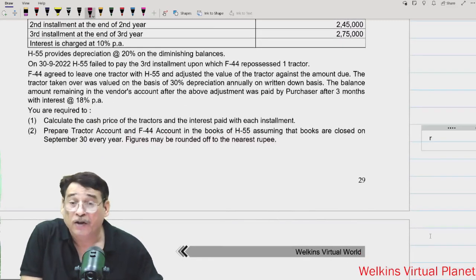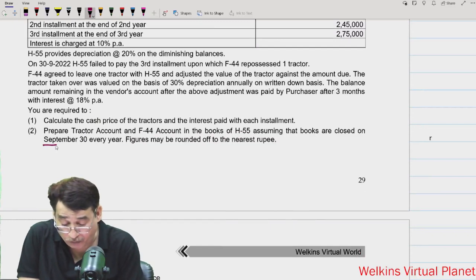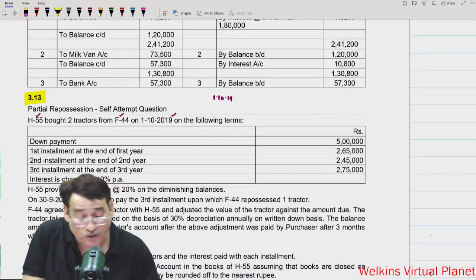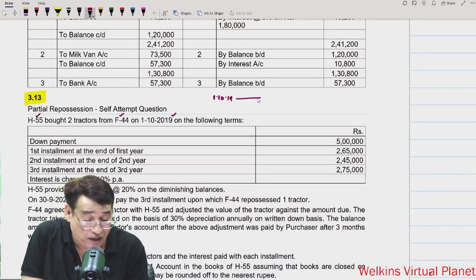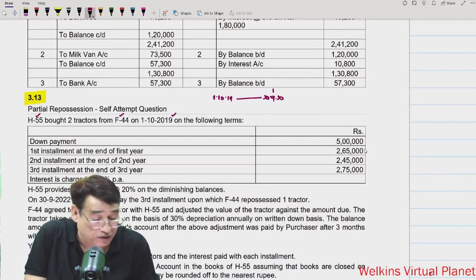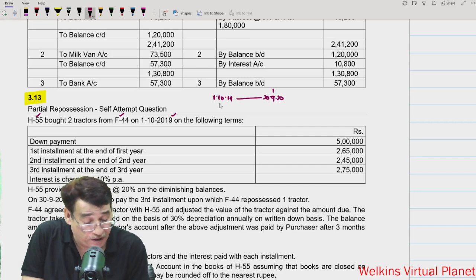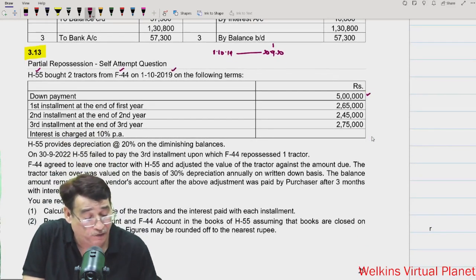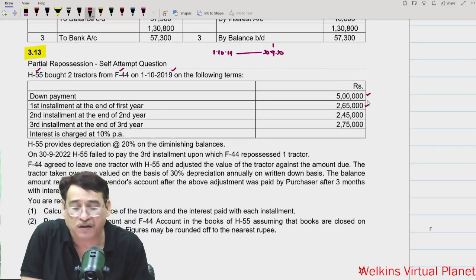When I go through later, at the end of the question, I will show it to you. Here it is written that your books are closed on 30th of September every year, correct? So that means my first year will end on 30th of September 2020. And here I am supposed to pay the first installment, correct? My first installment, that is the zero installment, is the down payment. And at the end of the first year, I am supposed to pay 2,65,000.